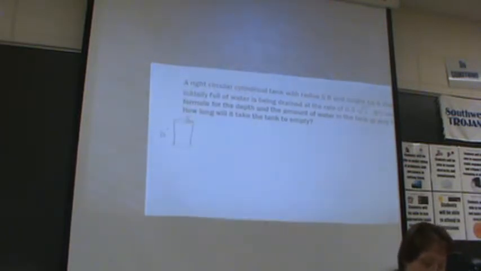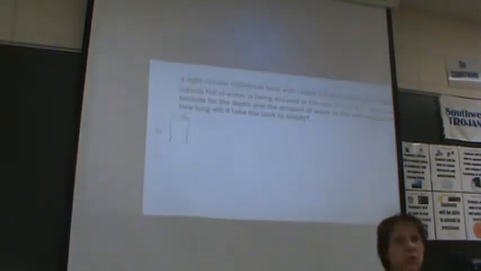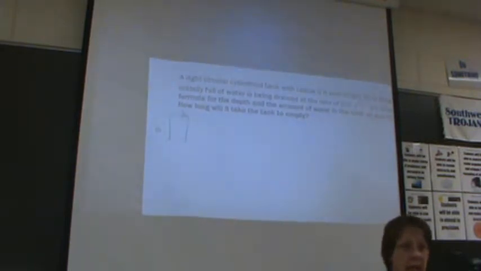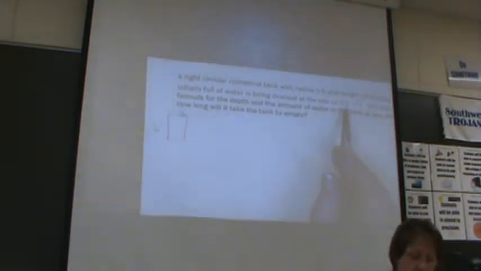Right circular cylinder tank has a radius of 5 feet and a height of 16 feet. First thing my brain does is want to draw a picture so I can see what's happening here. So we have a radius of 5 feet and a height of 16 feet. That was initially full of water. It's being drained. We're leaking again. At a rate of 0.5 square root of x cubic feet per minute, find the formula for the depth and the amount of water in the tank at any time t. How long will it take the tank to empty?